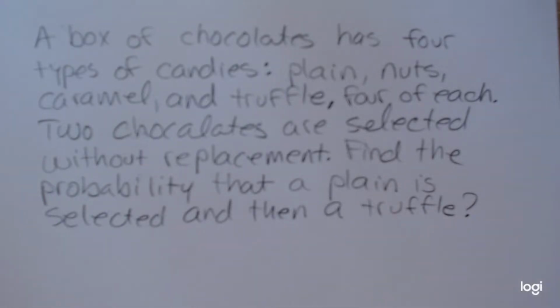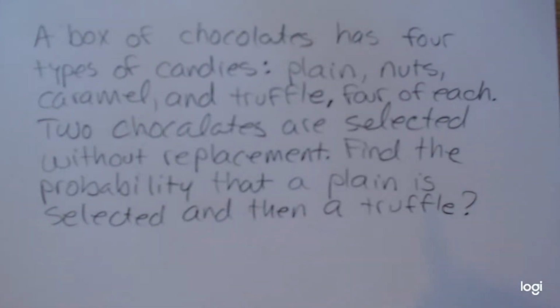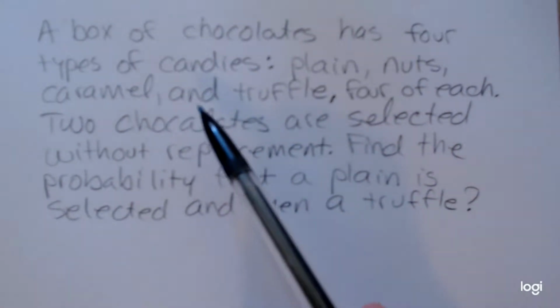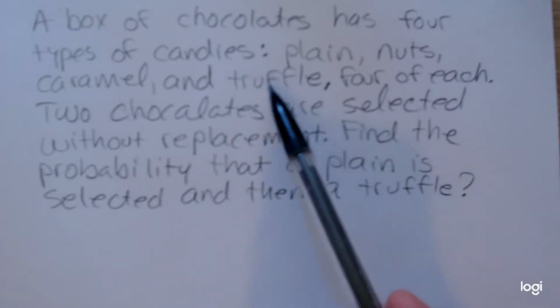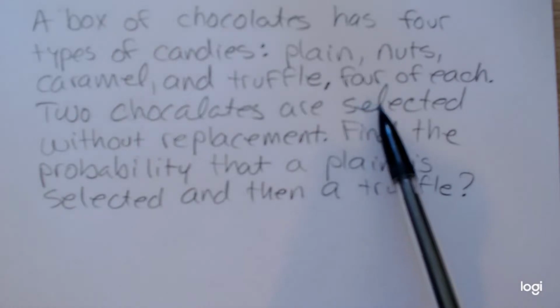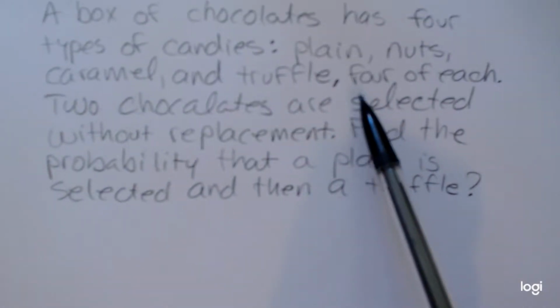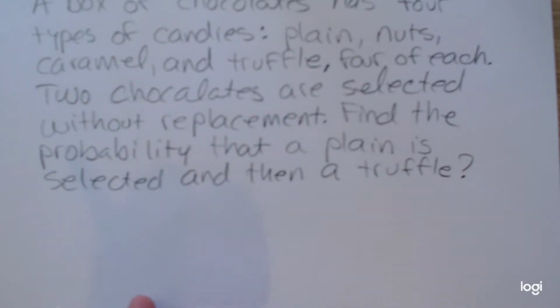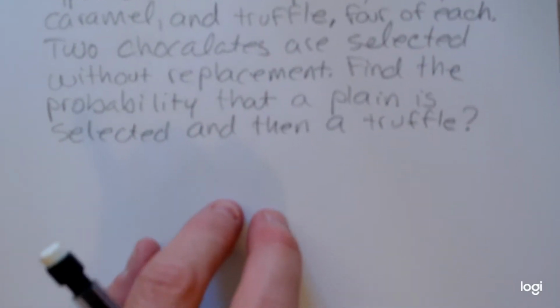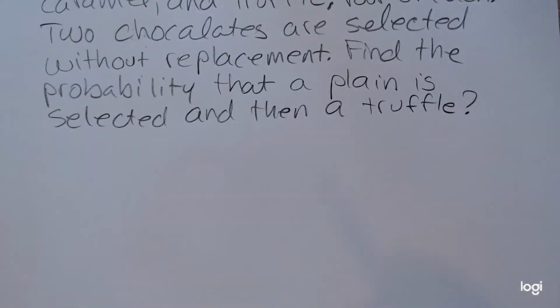In this example, we're going to take a look at the multiplication rule for the situation where we have without replacement. So we have a box of chocolates that has 4 types of candies or chocolates: plain, nuts, caramel, and truffle. And there's 4 of each kind. So there's 16 chocolates total in this box. 2 chocolates are selected without replacement. Find the probability that a plain is selected and then a truffle.